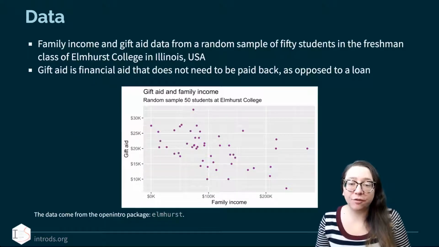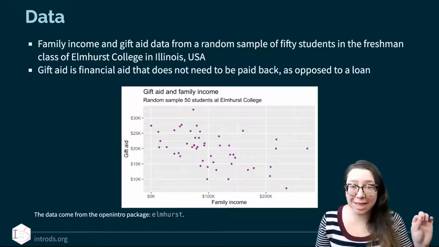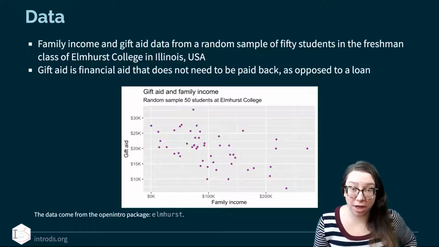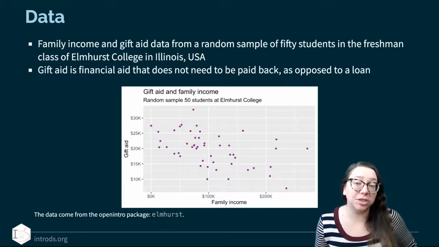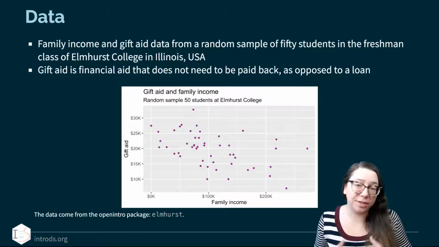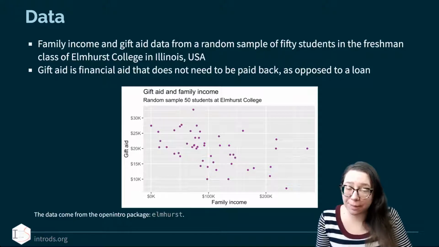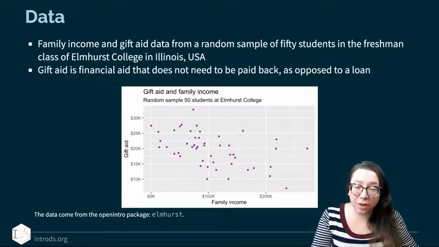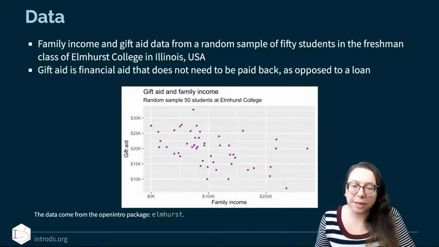We're going to look at data from a university called Elmhurst College, and we have data from a random sample of 50 students here. This is a university in the US, and we know their family income, on the x-axis and in thousands of dollars. We also know the gift aid amount that they received. Gift aid is financial aid that does not need to be paid back. So this is not student loans, but basically scholarship that the students have received. And we're seeing a negative relationship between these two, which hopefully makes sense. If your family is wealthier or makes more money, then you are getting less gift aid from the university.